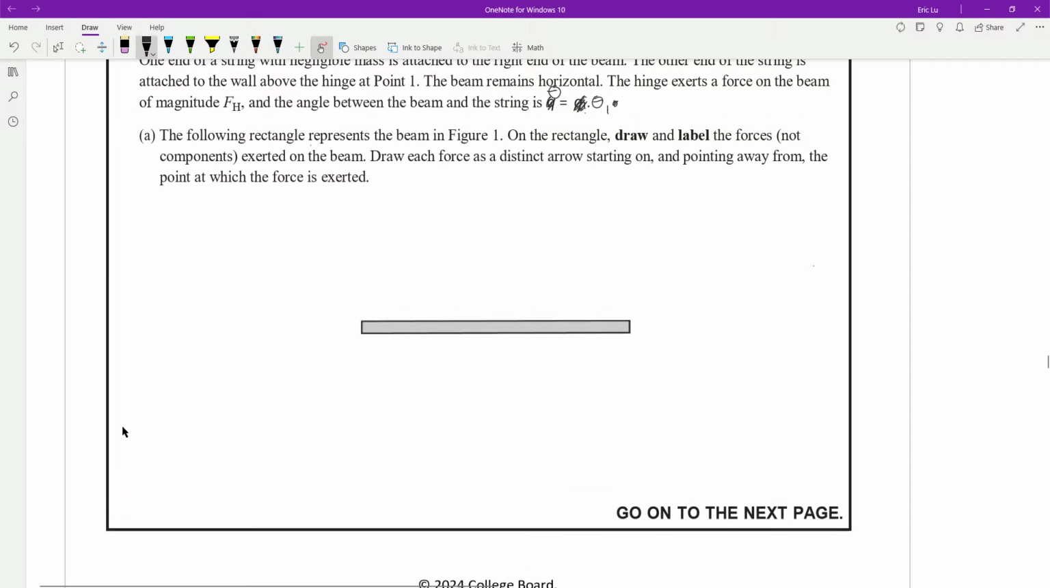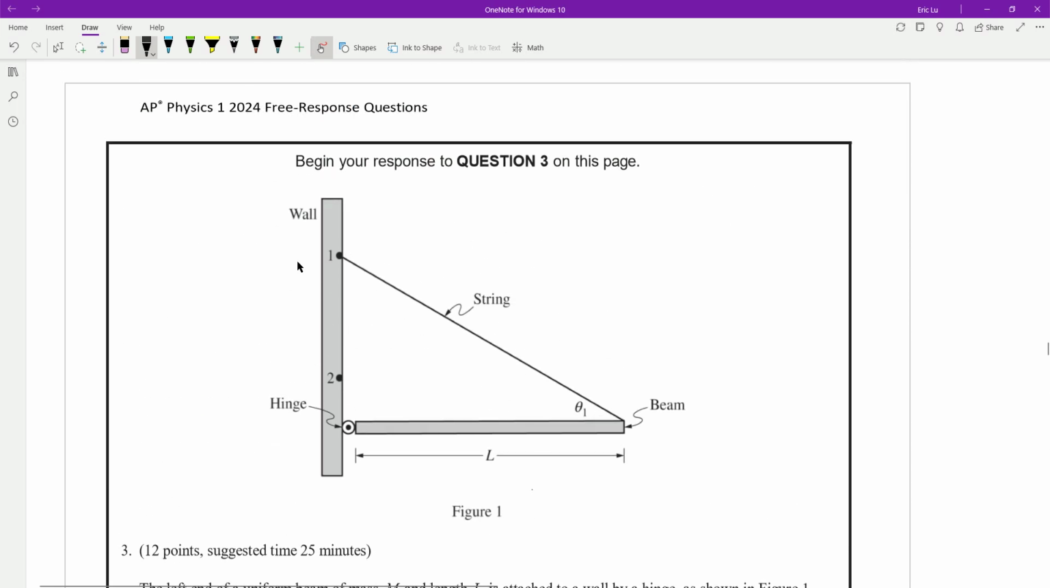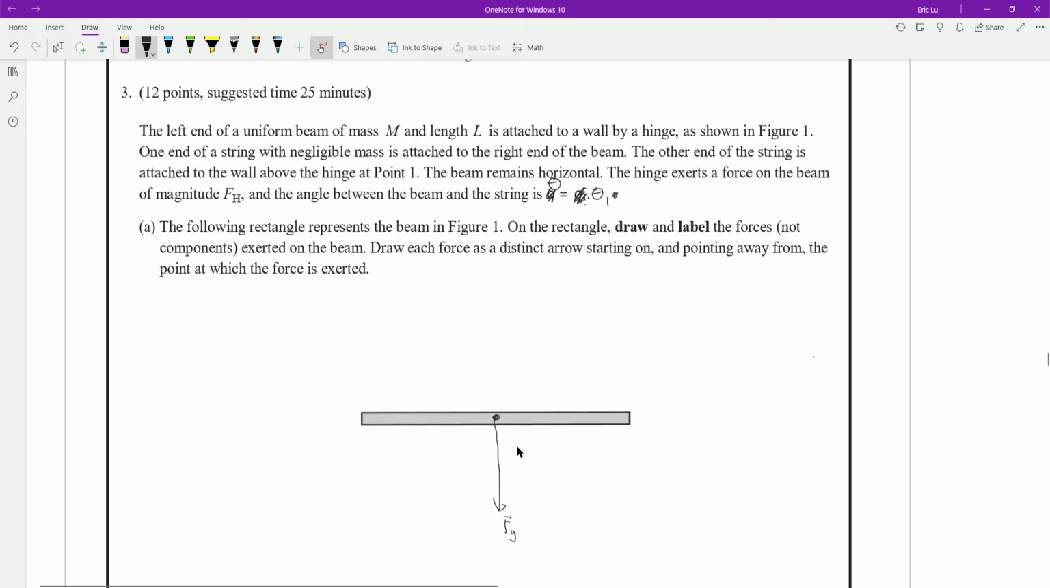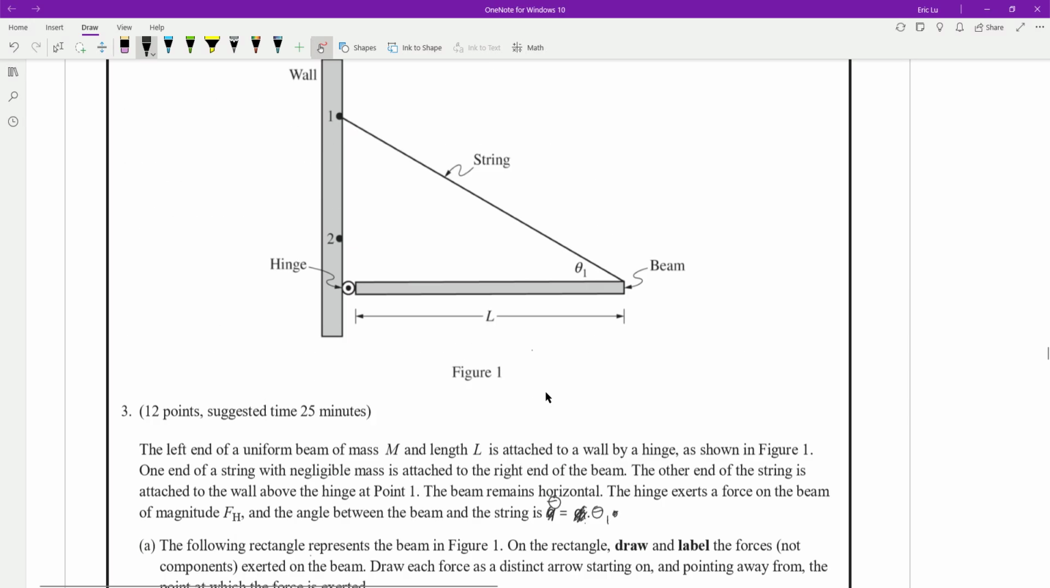So, first of all, you have the force of gravity. The force of gravity always starts from the middle of the beam, so this would be equal to Fg. Next, we have the string force, or the tension force, and that would be going in this direction with an angle theta 1 to the horizontal.